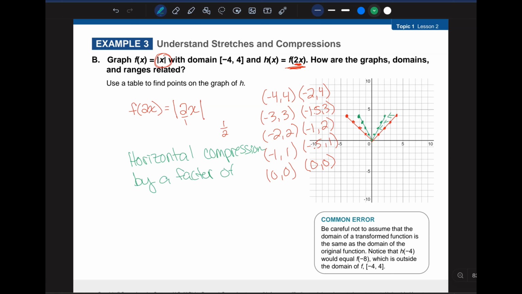of 2. So remember, if it is horizontal, if that number looks to you like it needs to be a stretch, it is not going to be. It's going to be a compression. It's always the opposite of what you think.